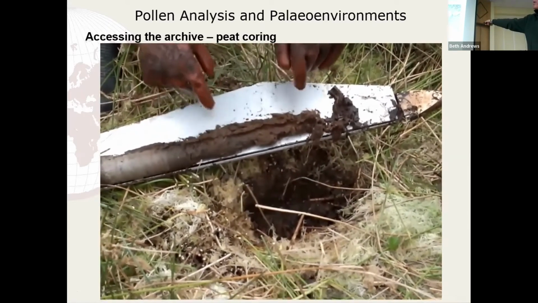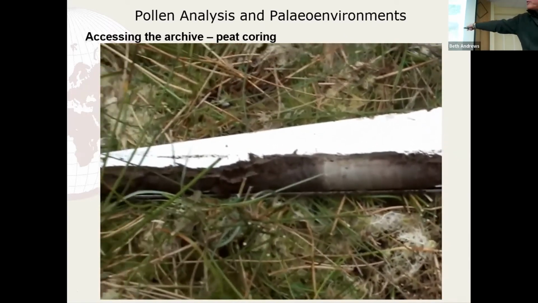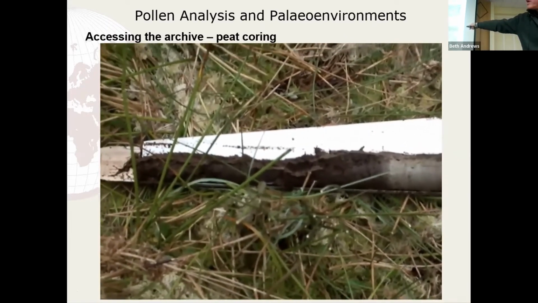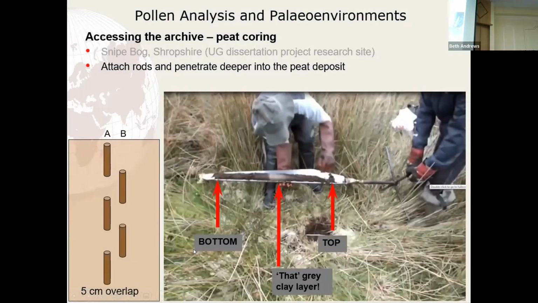So that's the top, down to the bottom. So the deeper you go, the older it gets. What we did at Snipe Bog here in Herefordshire is you do different drives. So drive A, take the segment, then you use a parallel core to go down again, and you keep on swapping, going down 50 or 100 centimetres down to the bottom as far as you can go.